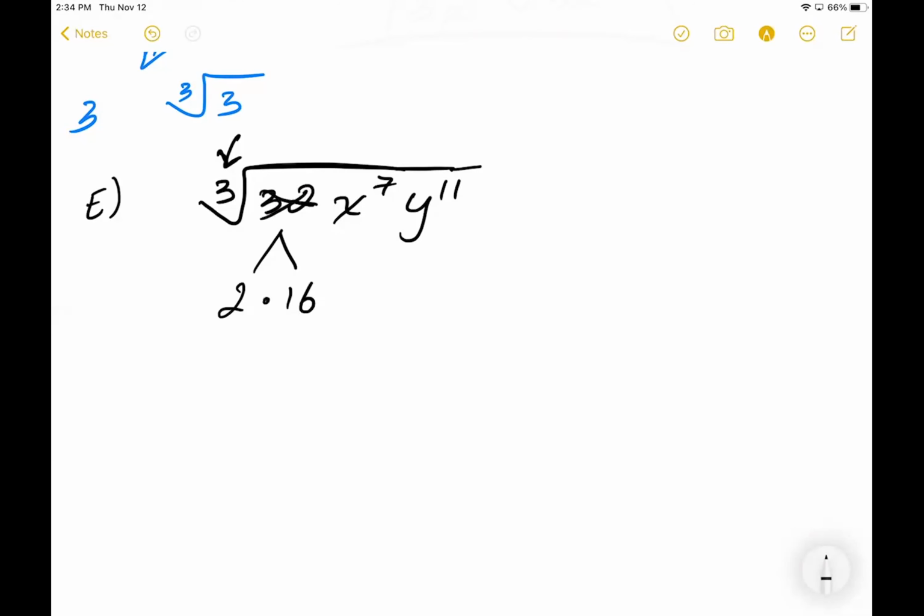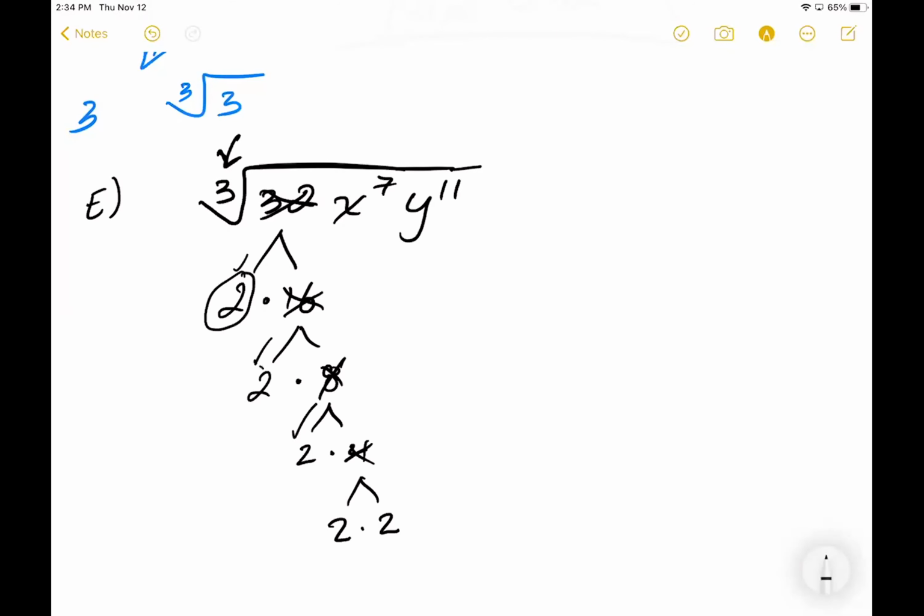And say 2 times 16, say 2 times 8, because 2 times 8 is 16. And instead of 2 times 8, instead of 8, I can say 2 times 4, and I can break down the 4 to become 2 times 2. So as you can see, this is what we have: we have 1, 2, 2, 2, 3, 2. We see 3 of the same type, and 3 of the same type can go outside.